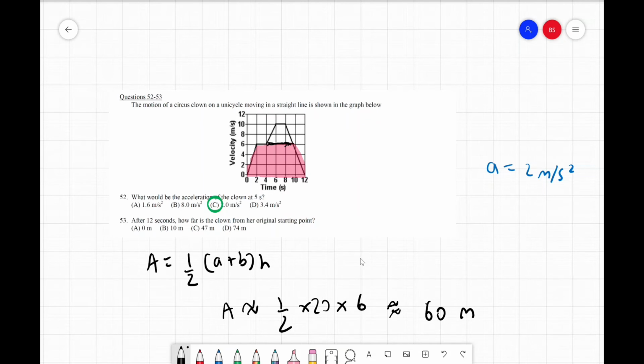meters. Looking at our options, we see that there's only one option that is above 60 meters, and that is option D. That means that this must be our answer. If you want, you can always go and find the exact area by dividing this up into triangles and rectangles.